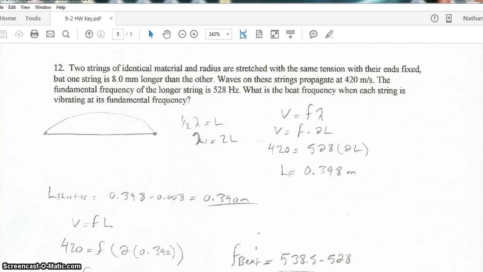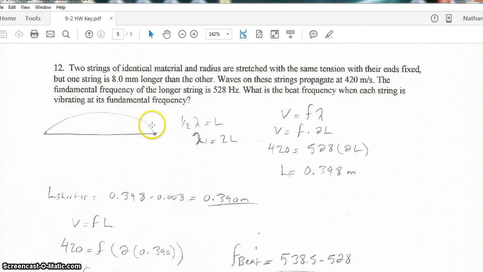But two strings of identical material have the same radius, stretched with the same tension, and so the significance of that first sentence is we know they have the same velocity. They each propagate at 420. The fundamental frequency on the longer string is 528. What is the beat frequency for the difference between the two again, right?